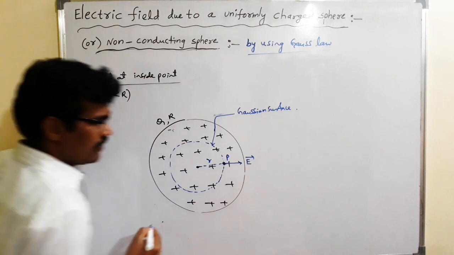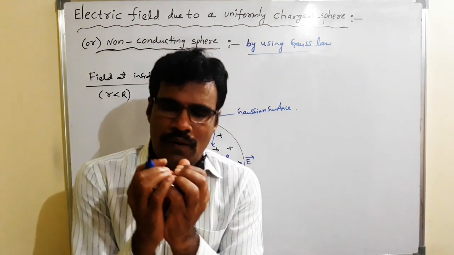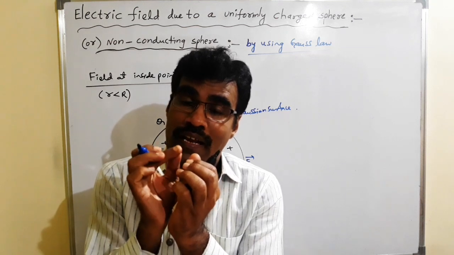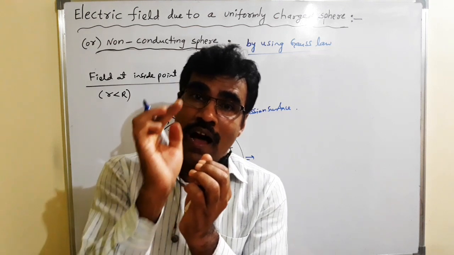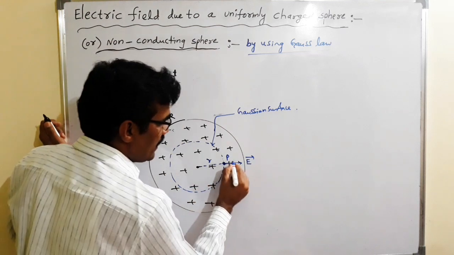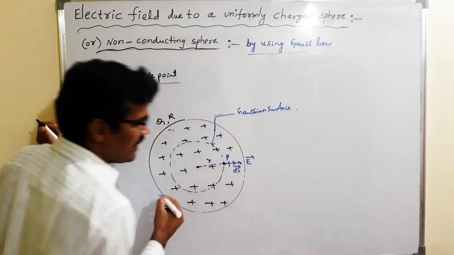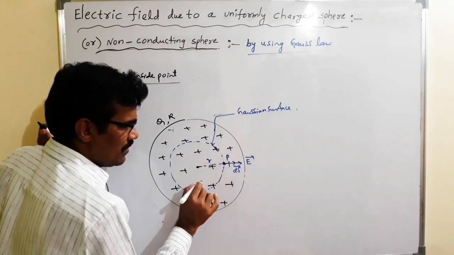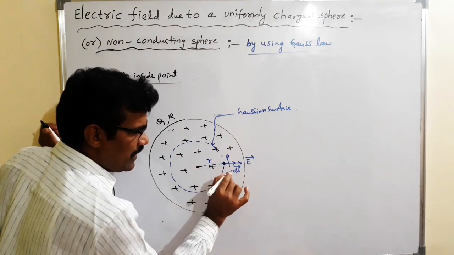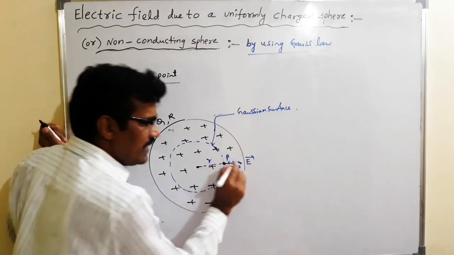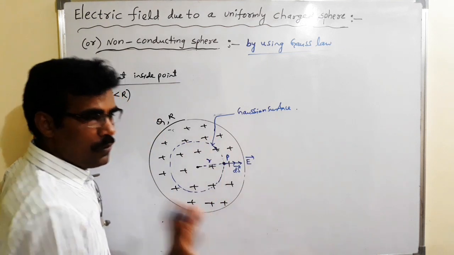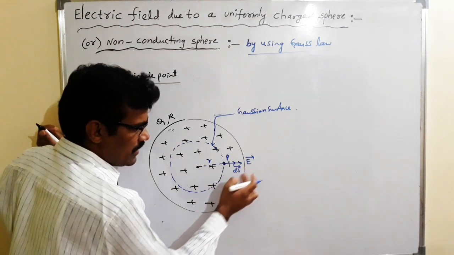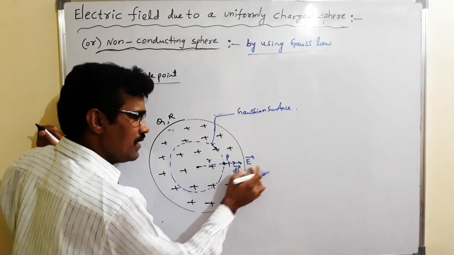Field direction is this side, normal to the surface. The area vector at that particular point is normal, outward. That's why E bar and ds bar are in the same direction. At this point also the same direction, at every point. So the intensity of the electric field on the Gaussian surface is the same at all points in magnitude, and the angle between E bar and ds bar is the same.